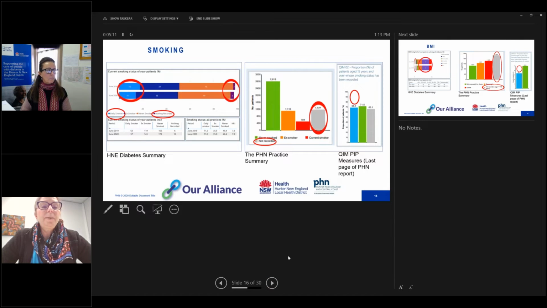This idea is about smoking, recording of status. There are some patients whose smoking status is not recorded. So that's in the diabetes report. You can see that there. Also in the generic report from our PHN, you can see that this practice has over 1,100 persons without smoking recorded. And then you can see across Australia the comparison there. And while it seems on par, there's still 25 to 30% not recorded.